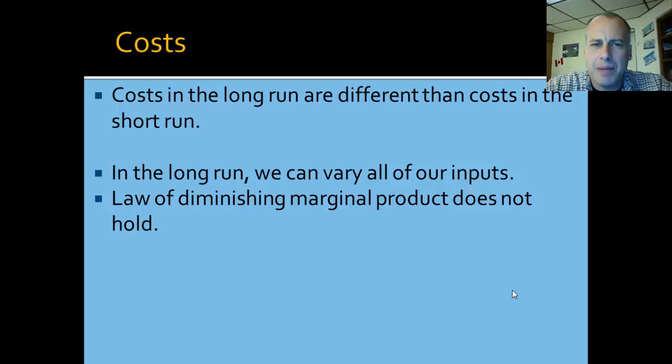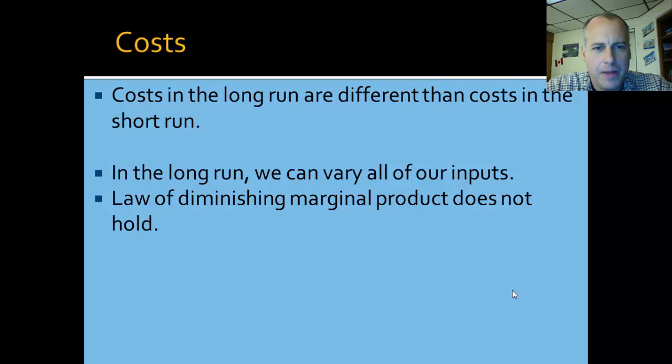It's good to stop here and remind ourselves for a second that costs in the long run are different than costs in the short run. The typical U-shaped average cost curves are a short-run picture, and whenever you see both variable costs and fixed costs on the same diagram, or variable costs being different than total costs, then you know you're dealing with the short run.